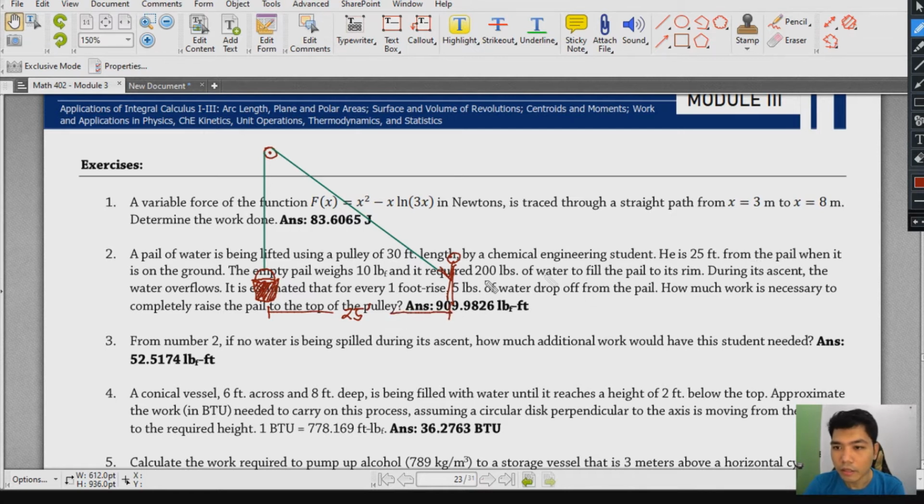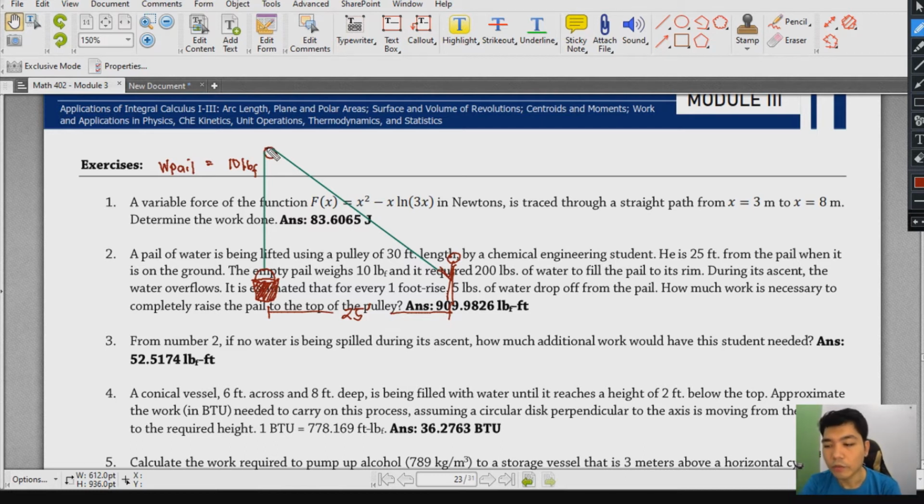And then it says that if the pail is empty, that is 10-pound force. So basically, the weight of the pail is equal to 10-pound force. Remember, in English units, when you have pounds, let's say I weigh 100 pounds, that is also the force that you're exerting. It's just multiplied by 1. That's just the concept.